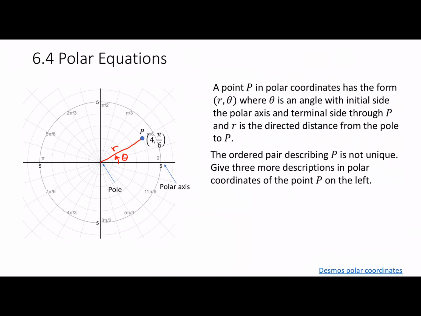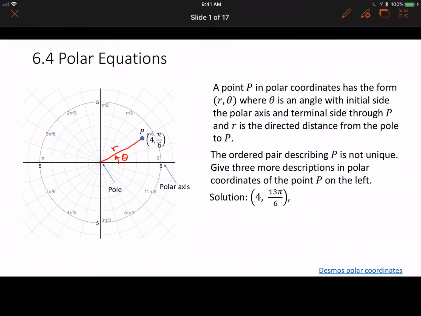So as I said, I can use any angle theta whose terminal side passes through the point P. So what if I just add 2 pi to pi over 6? So the point 4 comma 13 pi over 6: I would travel 2 pi and then another pi over 6 to get 13 pi over 6. And then I would move 4 units, so R is 4 here. And that would put me right at my point P.